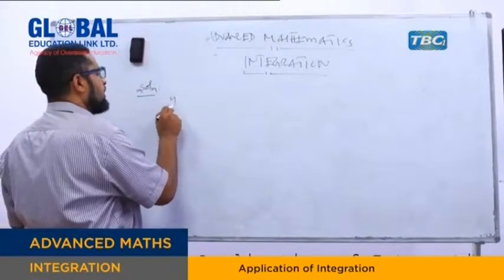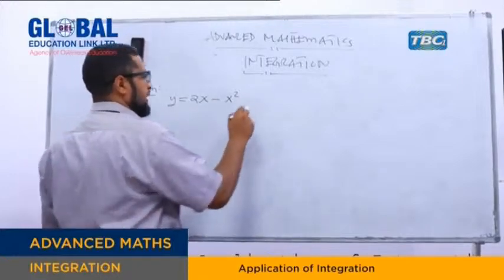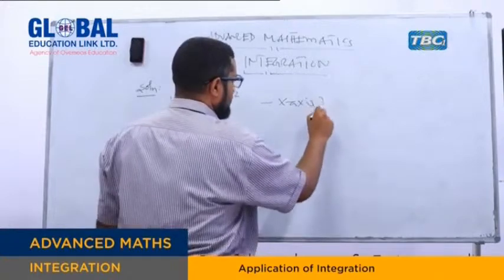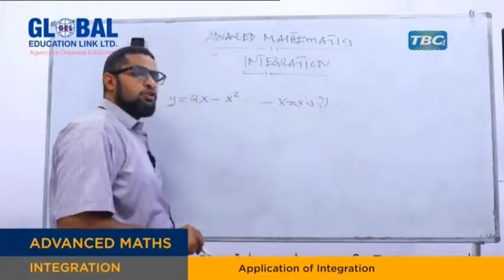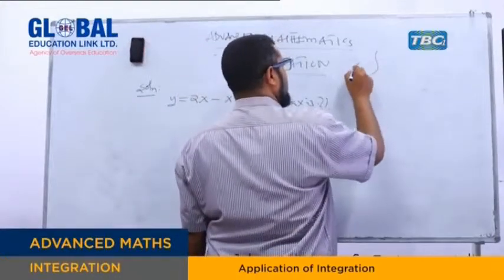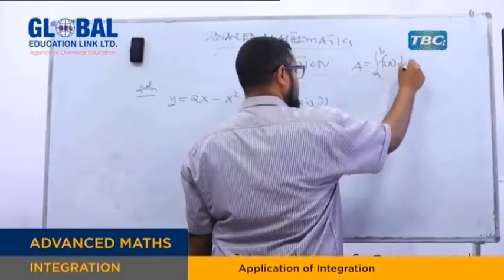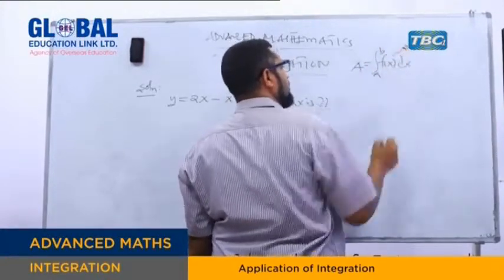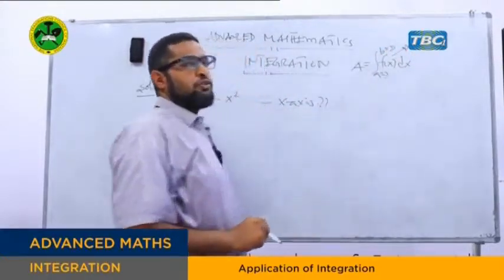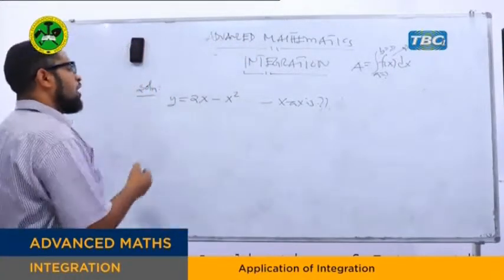In example number 2, we are given y equal to 2x minus x square and the x axis. So this is the question. Do you know the limit that you are going to use in the formula? Because the formula is area is equal to the integral from a to b of f of x dx. Okay, the f of x, you know it. But do you know the value of a and that of b? My dear student, it's not easy unless you draw the graph or you sketch. So here we are going to sketch.